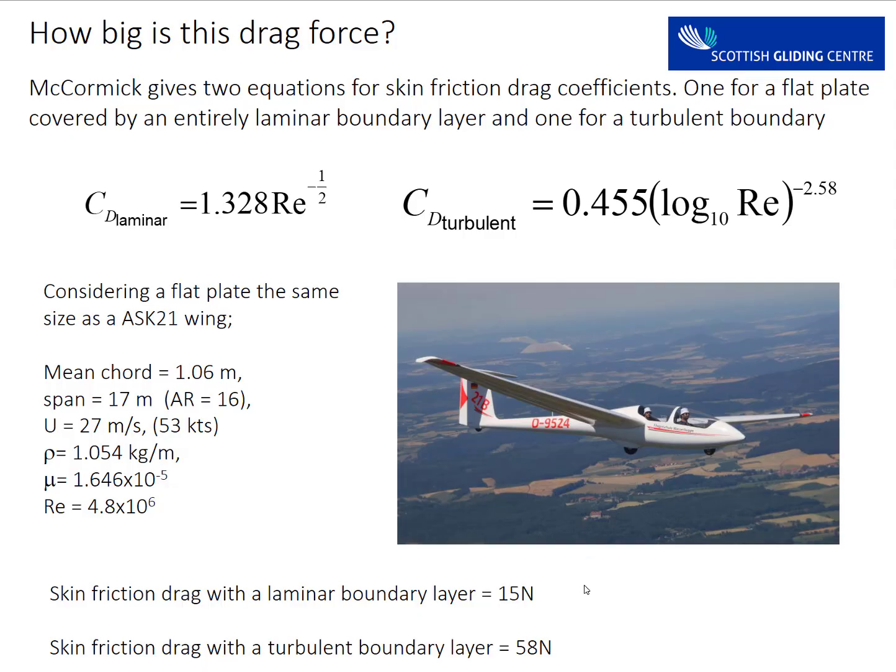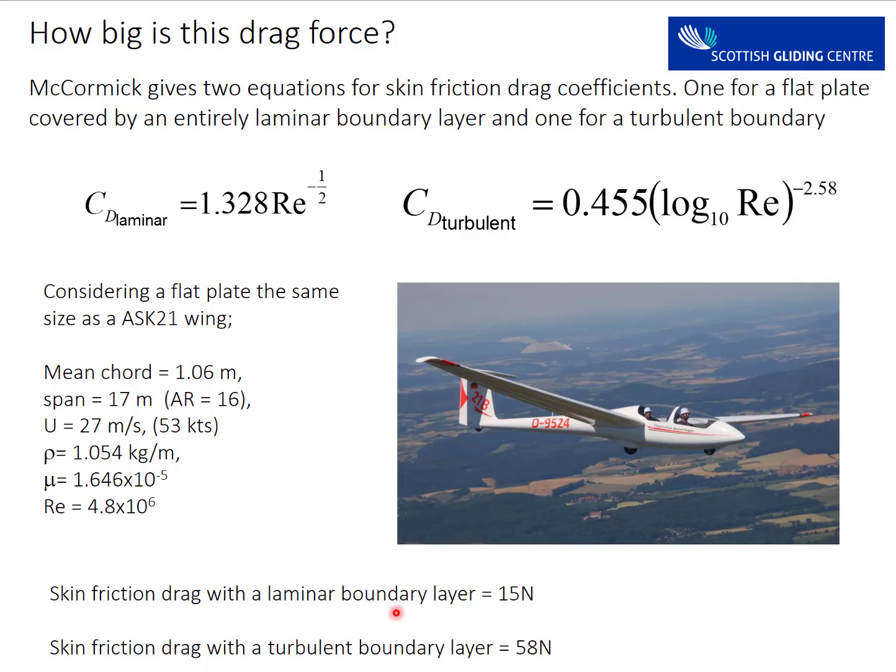And if we do this, what we find is that if the boundary layers on the wings of a K21 were purely laminar, the drag would only be 15 newtons, around about a couple of kilograms. However, if we had a fully turbulent boundary layer on the wings, then the drag force acting on our wings would be 58 newtons, almost 4 times as much.